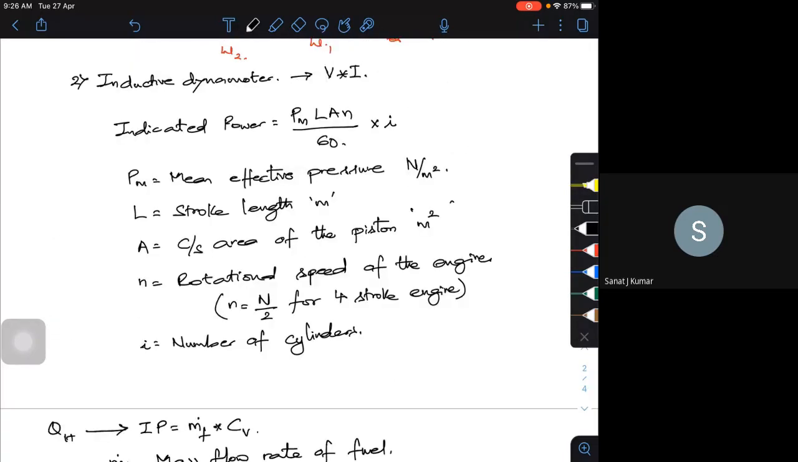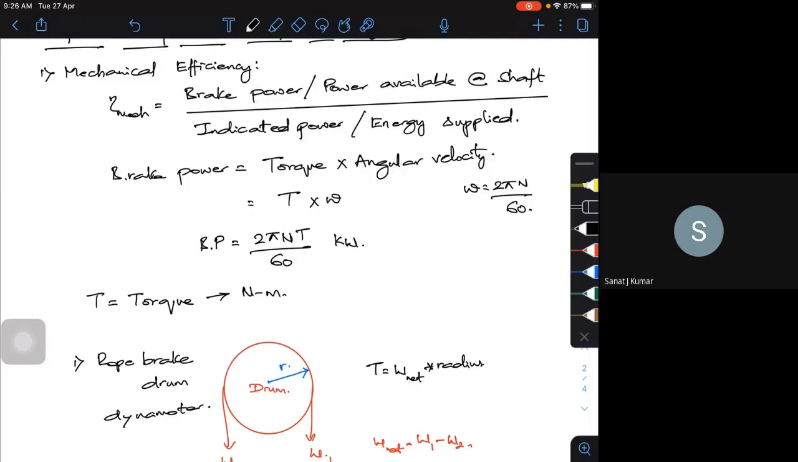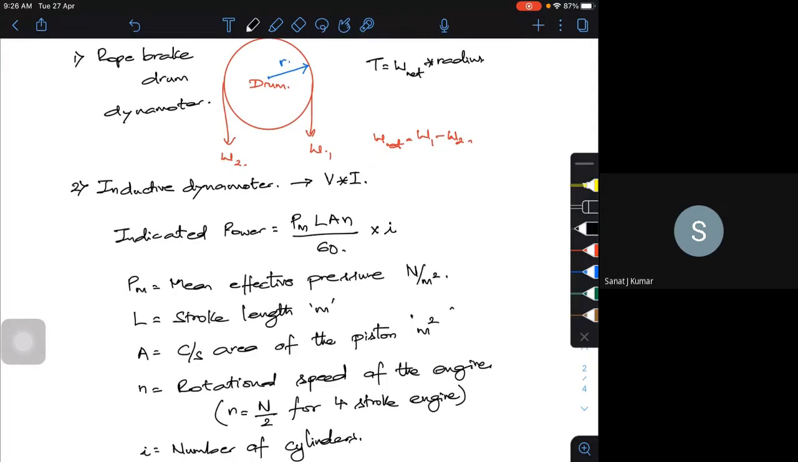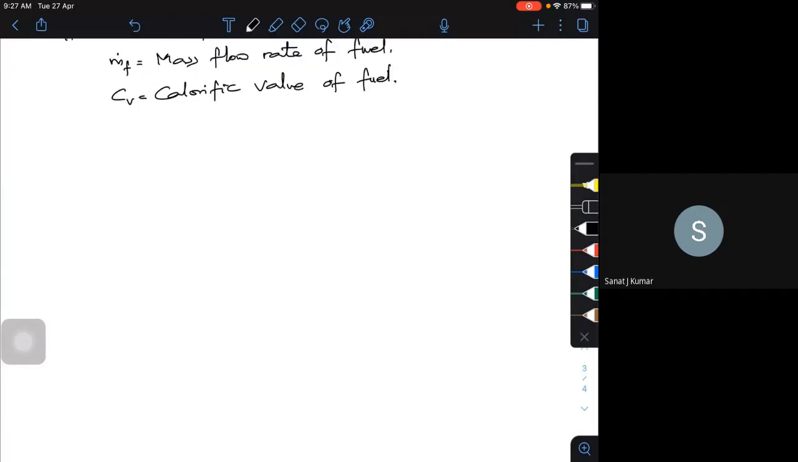If you take the ratio of your brake power to your indicated power, you can calculate the mechanical efficiency. Is that clear? Now there are other terms such as specific fuel consumption and specific output. Specific power output is the second term.